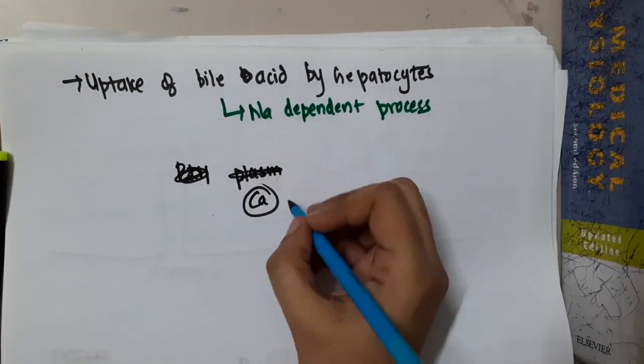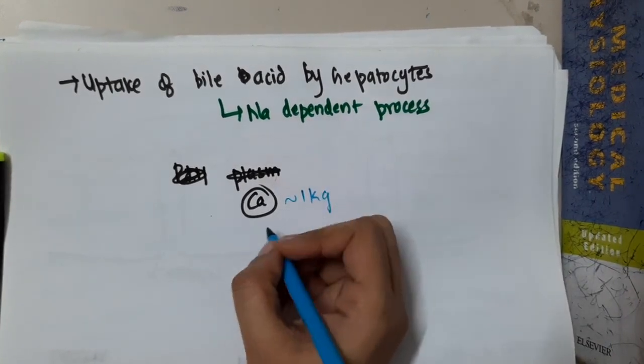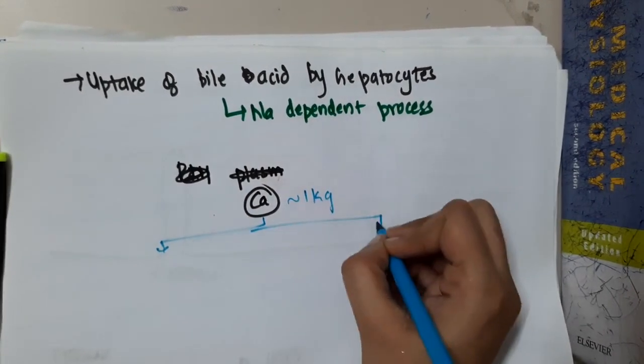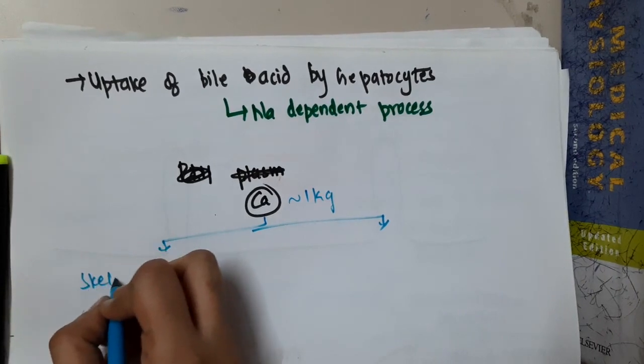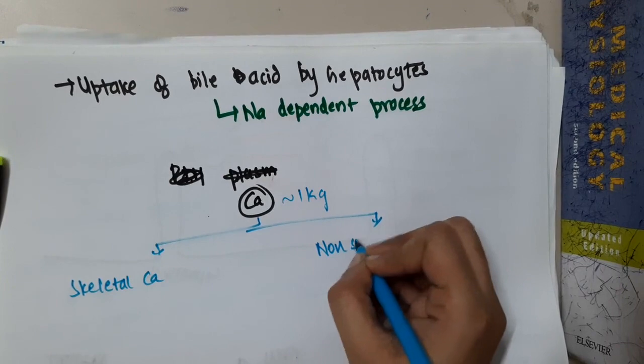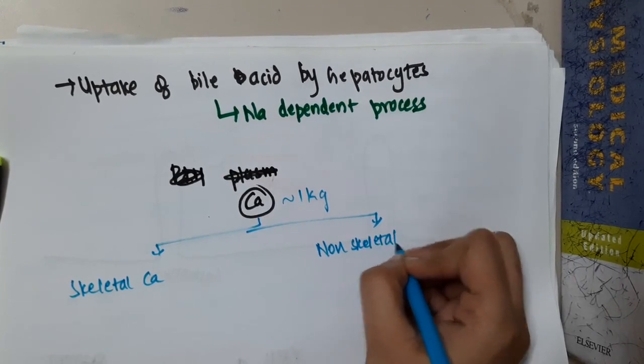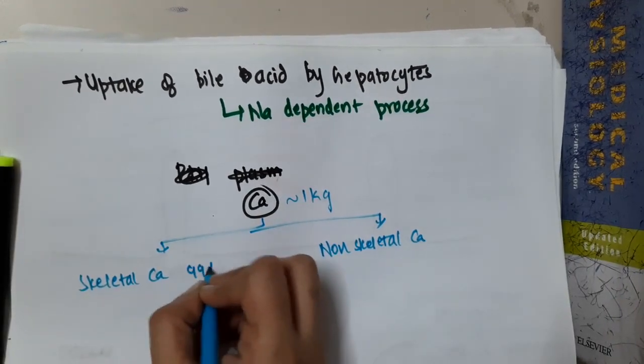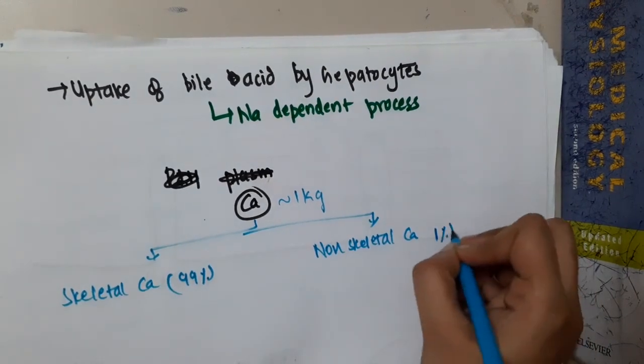If you see, a total of almost 1 kg of calcium is present. Among that, we have two types of calcium: skeletal calcium and non-skeletal calcium. Skeletal calcium is the one present in bones, which accounts for 99%. Non-skeletal calcium will be 1%.